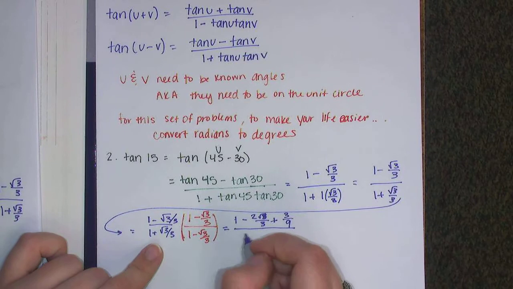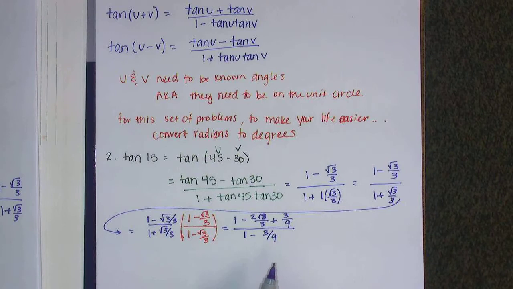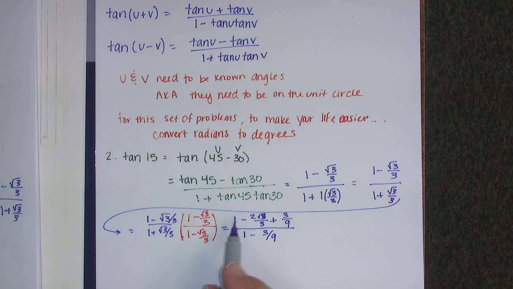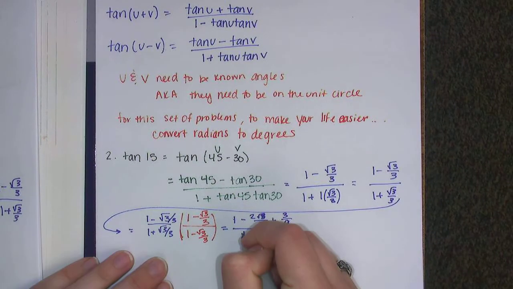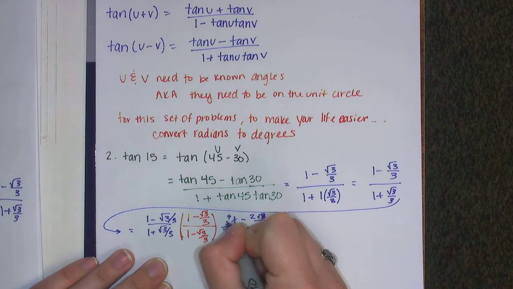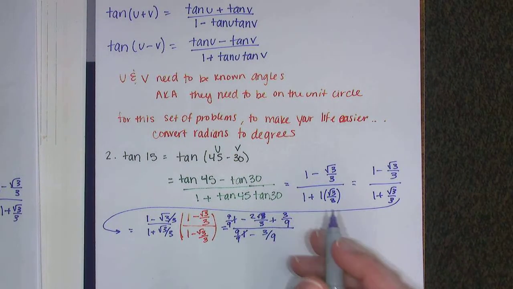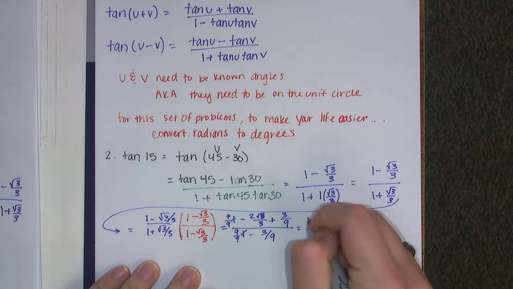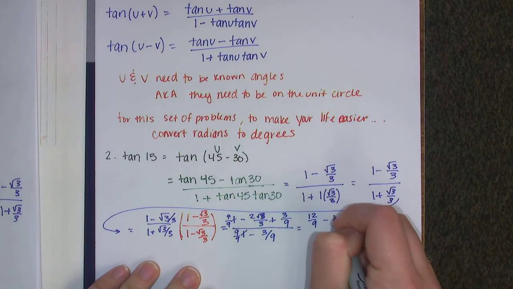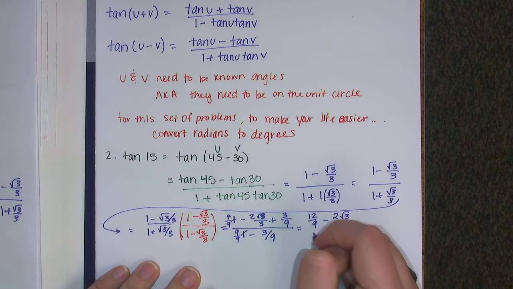Now at this point, if I wanted to, I could obviously reduce my fraction, but I'm just going to rewrite this as 9 over 9, and I'm going to rewrite this as 9 over 9. Okay, so now 9 over 9 plus 3 over 9 on top is equal to 12 over 9 minus 2 root 3 over 3. And then on the bottom, 9 over 9 minus 3 over 9 is 6 over 9.